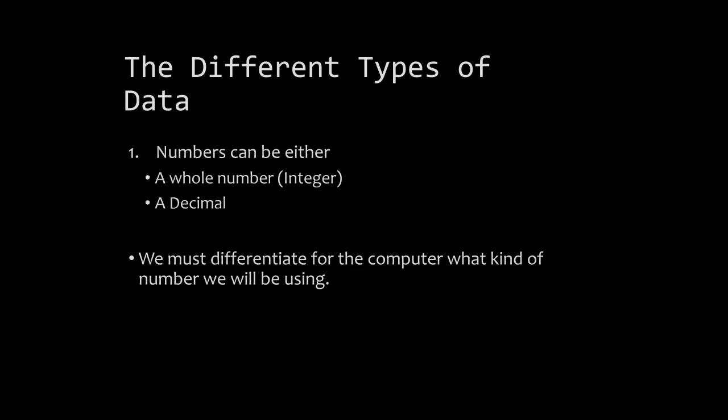Numbers can be one of two things. This is very important, so I want to slow down here for a second. You can either have a whole number, which is called an integer. So a whole number could be the number of students in a classroom. It could be the number of books on a shelf. It could be anything that's a whole number. It would never be fractionalized in any possible way.